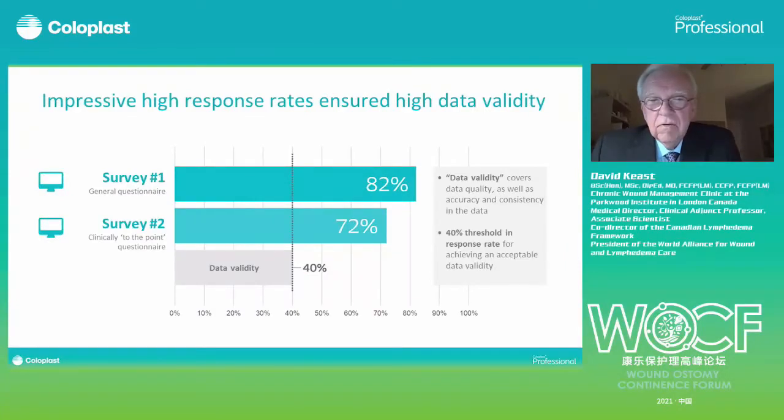So it was impressive how high the response rates were with this particular survey. When you're doing surveys, you're really interested in data quality, and that is about the quality as well as the accuracy of that data. A cutoff of 40% participation was set for both surveys to determine data quality. In the first survey, we had 82% participation, and in the second survey, we had a remarkable 72% participation, suggesting that the data quality is excellent.